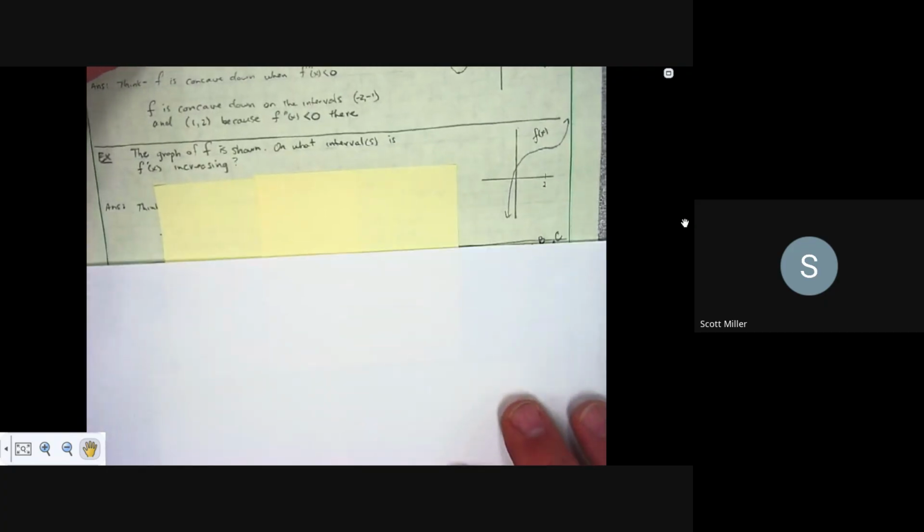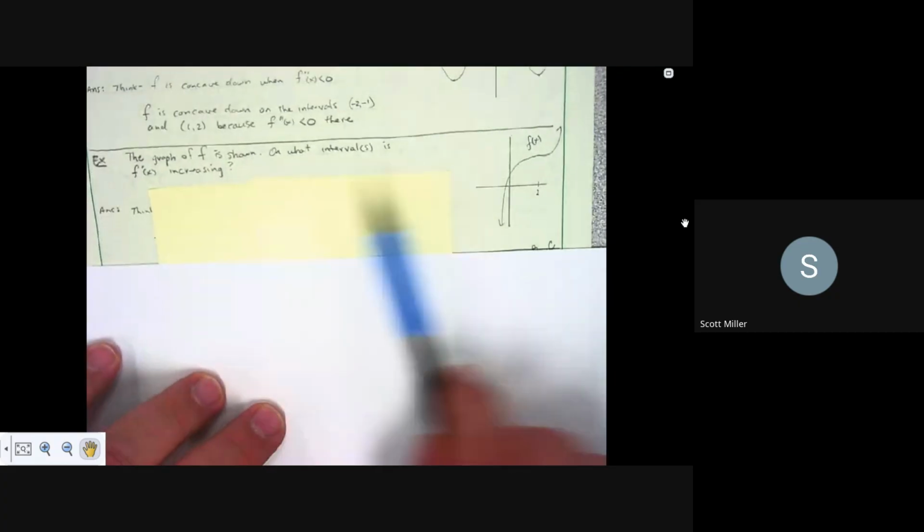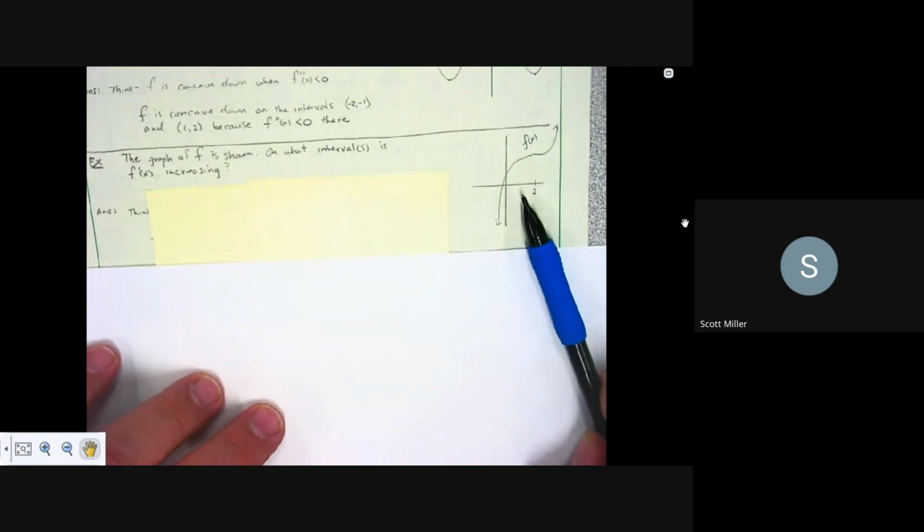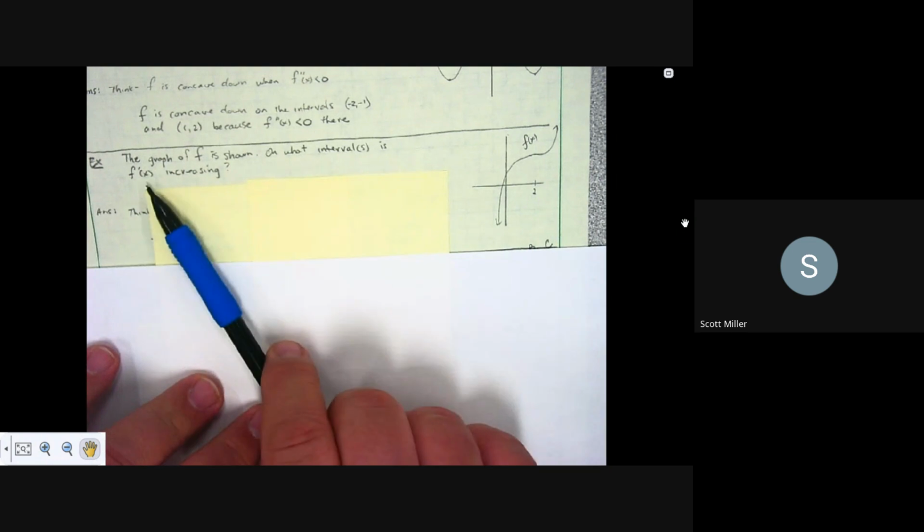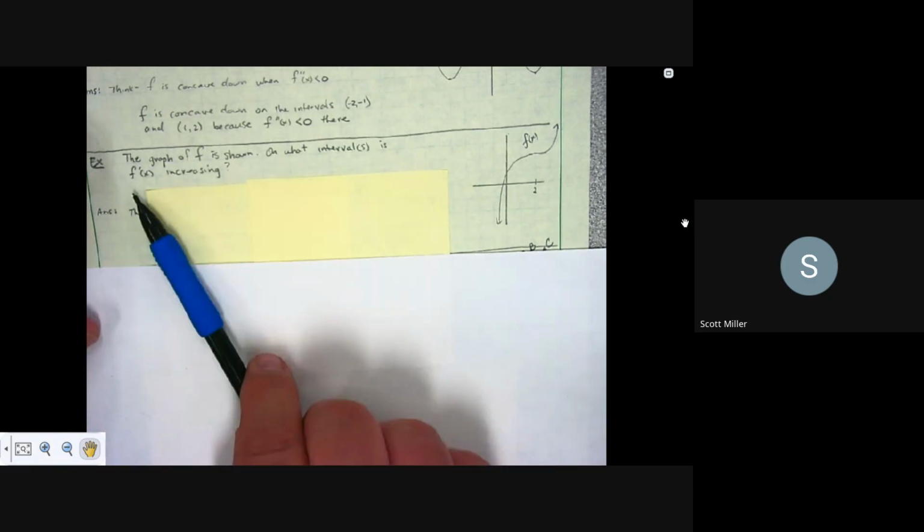So here's another one. Here's a graph of a function. On what intervals is f prime increasing? So the part you need to learn from this is, what does it mean for f prime to be increasing? How do I use that from this picture? How is it going to manifest? That's why I did this one for you guys, so you can see and learn the connections between things. These are questions that were happening on AP all the time. Okay, so let's go ahead and look at this.